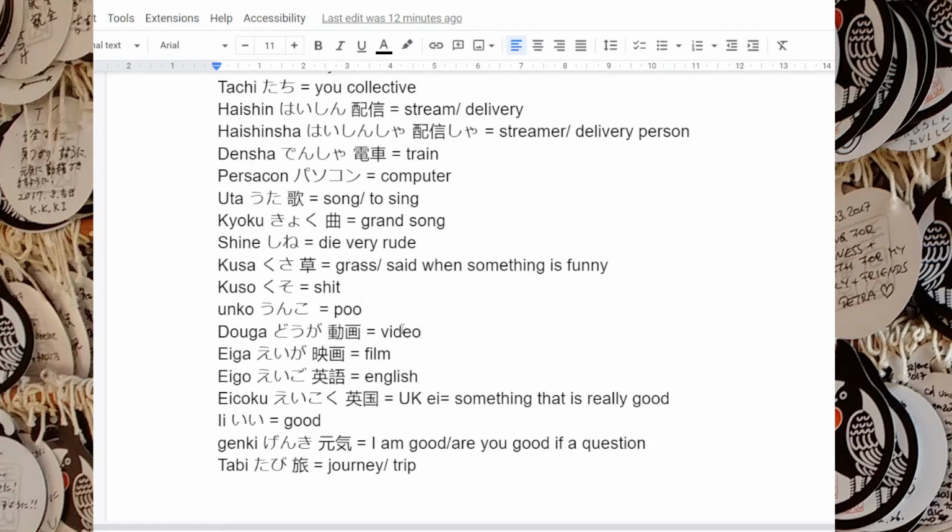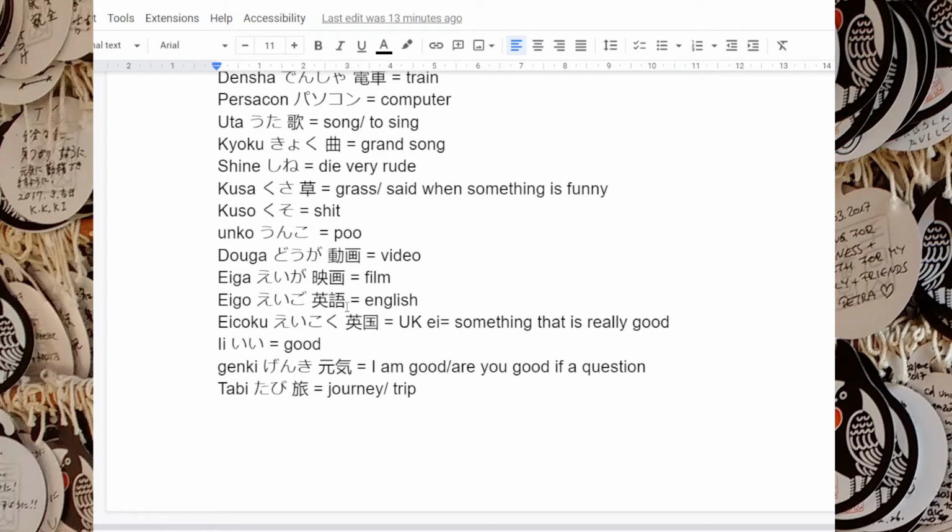Doga. Video. So any video you watch, something you would watch on YouTube, stuff like that, that's a doga. Eiga. And that's a film. Why is it different? Because it's got this in the beginning, which is actually art. So I guess that's something to remember.